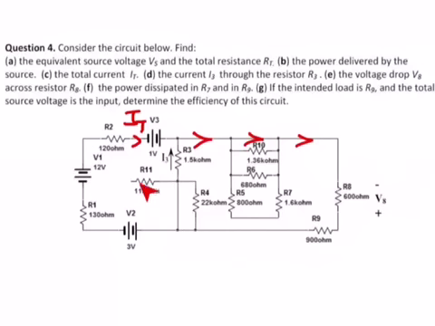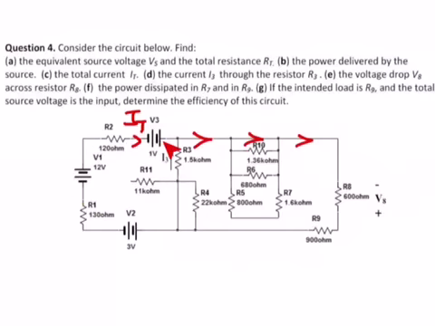R11 is hanging in the air. It's just connected to one node. It's hanging in the air, so there is no current flowing through it, and it does not have any voltage drop across it. But this means that the voltage here is the same as the voltage here. Okay, because simply there is no voltage drop across this one. So now let's try to solve it.